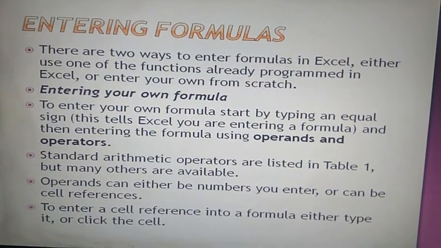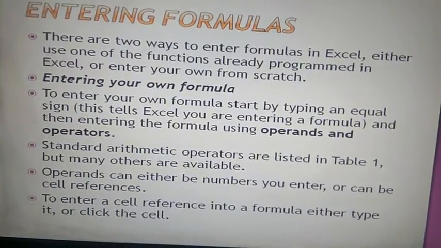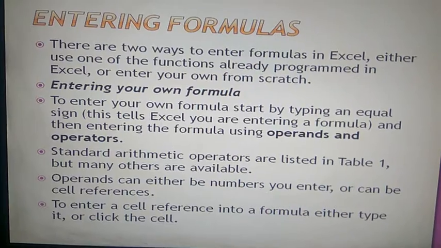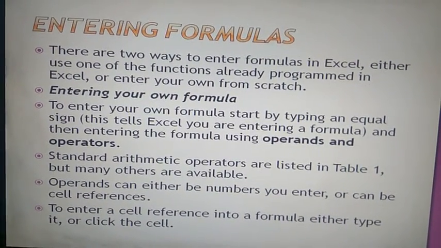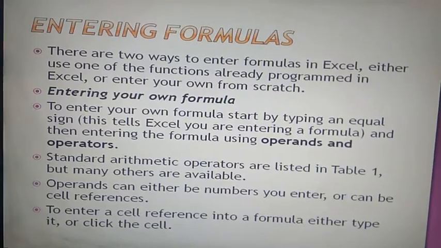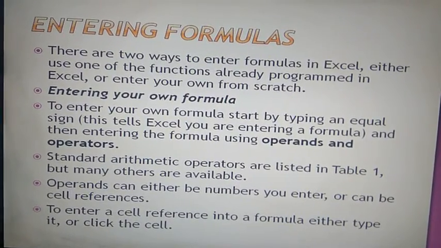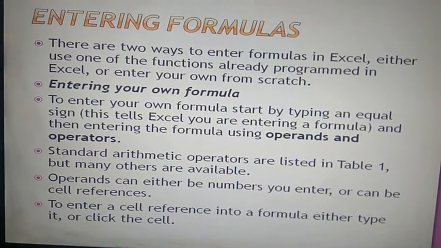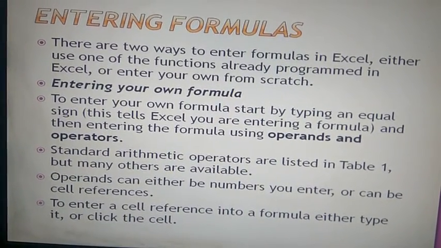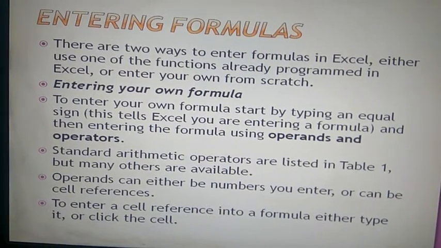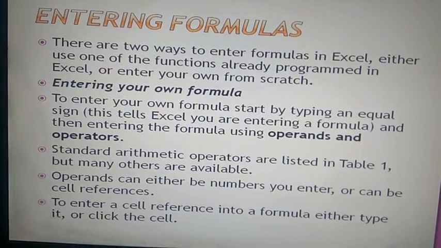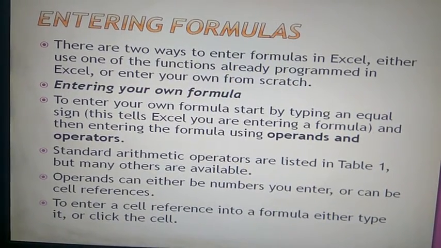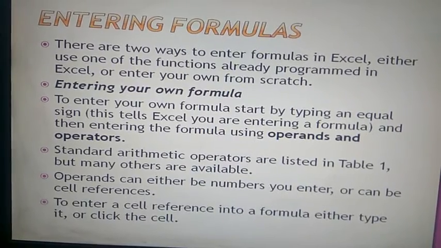Now we can also enter formulas in Excel. As we told you, MS Excel is used for numerical complex calculation solving. There are 2 ways to enter a formula in Excel. Either use one of the functions already programmed in Excel, or enter your own from scratch. To enter your own formula, start by typing an equal sign. The equal sign is very important. This tells Excel you are entering a formula, and then you enter the formula using operands and operators.